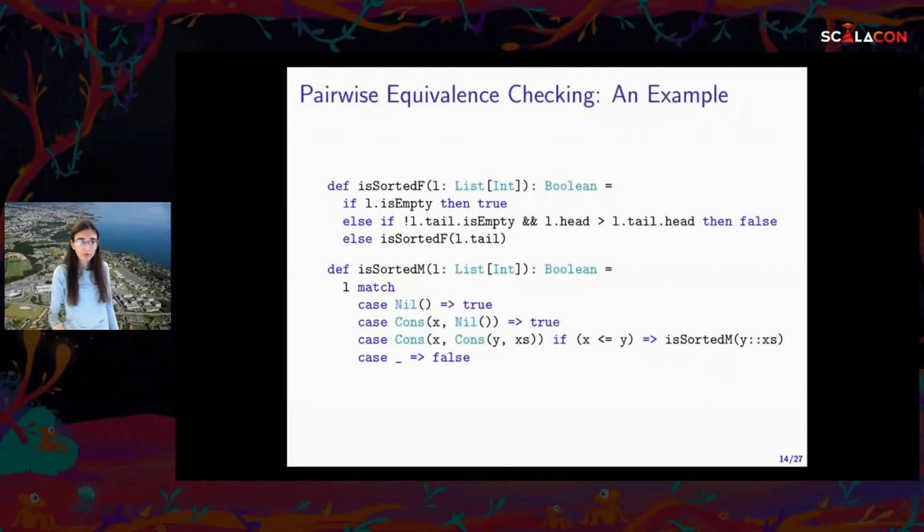All right, now that we agree on this, I can tell you how we automatically prove equivalence of functions. I will do this through an example. It's an example program that checks whether a list is sorted. So it's a very introductory example.